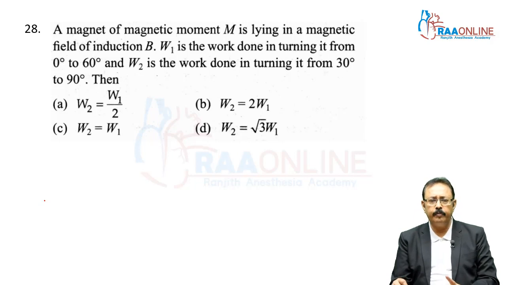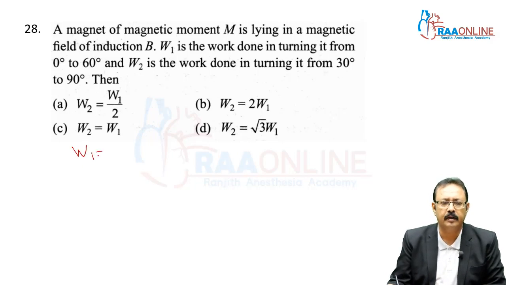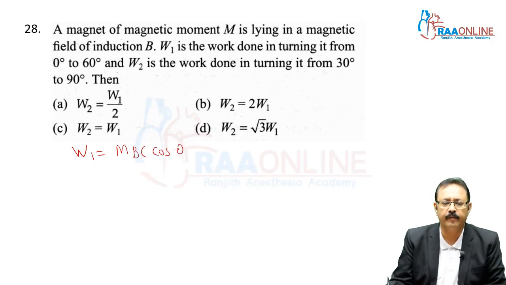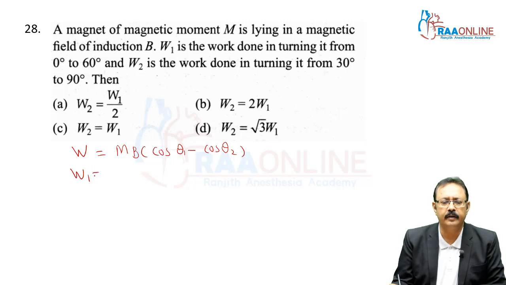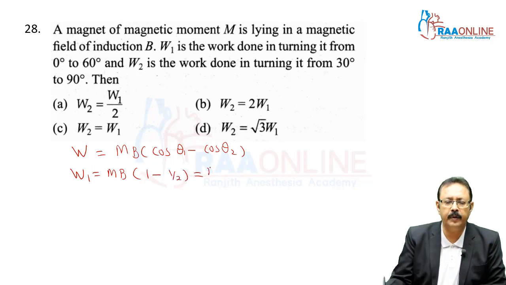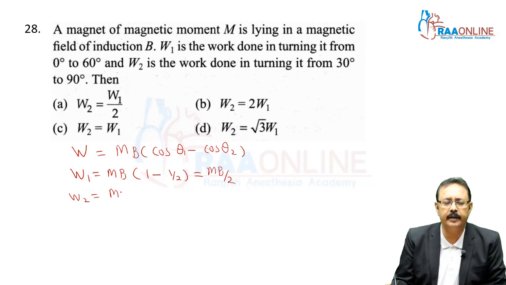Next, a magnet of magnetic moment M is lying in a magnetic field of induction B. W1 is the work done turning from 0 to 60. What is the formula? MB (cos theta 1 minus cos theta 2). It is the formula to calculate W. For W1, 0 to 60: cos 0 is 1, cos 60 is 1 by 2, means MB by 2. For W2, 30 to 90: cos 30 is root 3 by 2, cos 90 is 0. So it is root 3 MB by 2.